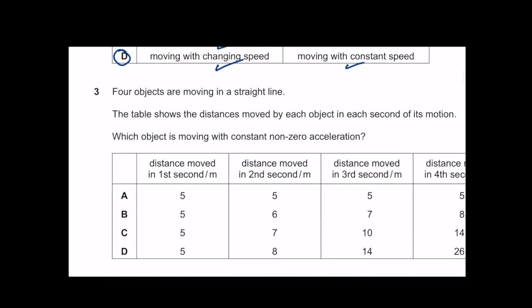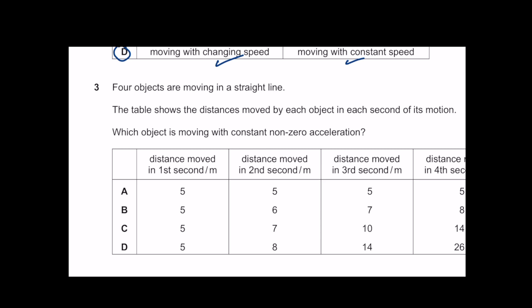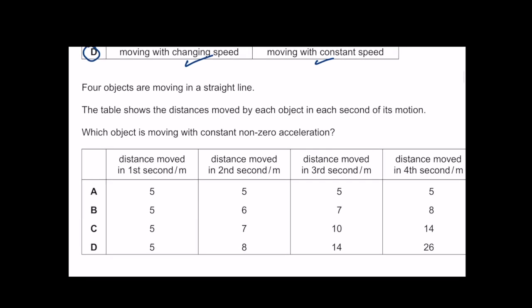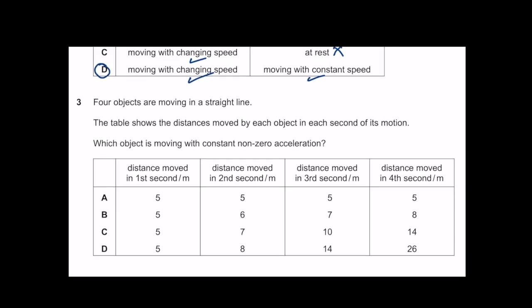In question 3, 4 objects are moving in a straight line. The table shows the distance moved by each object in each second of its motion. So which object is moving with a constant non-zero acceleration? Constant non-zero acceleration means the body is speeding up at a constant rate. When I say distance moved in 1 second, it means all these numbers in the table are velocities, because velocity is defined as the distance covered in 1 second.